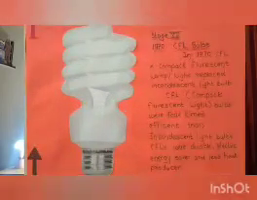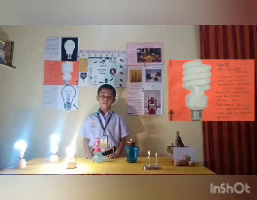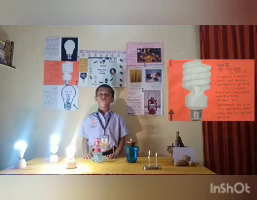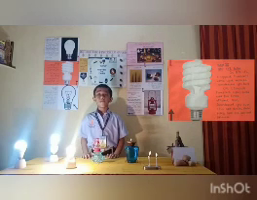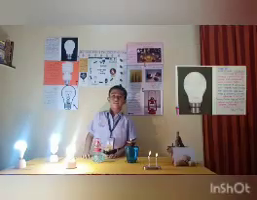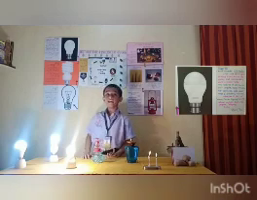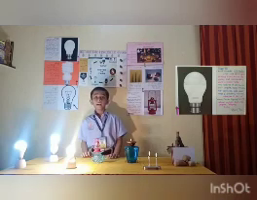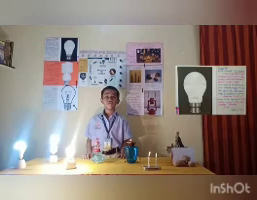Stage 7, 1970. CFL bulbs. Compact fluorescent lamps were 4 times more efficient than incandescent bulbs. Stage 8, 2009 onward. LED bulbs. Light-emitting diode bulbs are now widely used. They are featured as long-life, energy-efficient, high-brightness, white color range, and directional lighting.